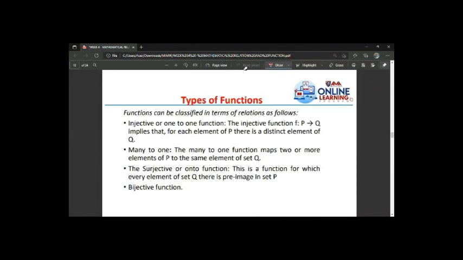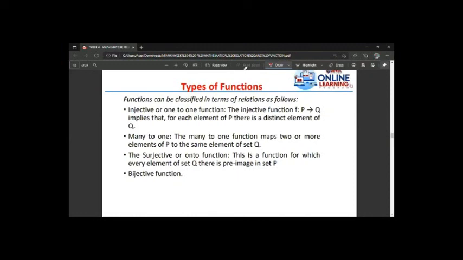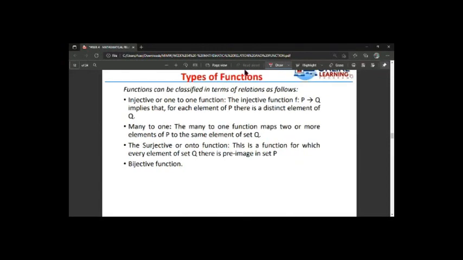Okay. Let's go back here. So these are the different types of function based on relation. So let's start with injective. So sabi dyan, it is a one-to-one function. So the injective function F, where P relates with Q. So therefore, yung tail ng arrow, remember? So kung saan yung tail nag-touch, this is the domain. And this is the range.